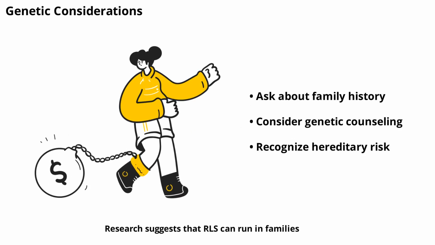Research suggests that RLS can run in families, indicating a genetic component. Doctors may ask about family history and, in rare cases, consider genetic counseling. While genetic testing is not routine, understanding hereditary risk can help with early recognition and management in affected families.